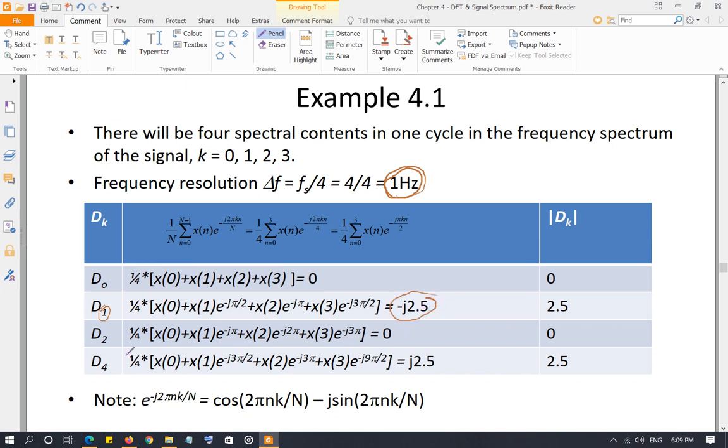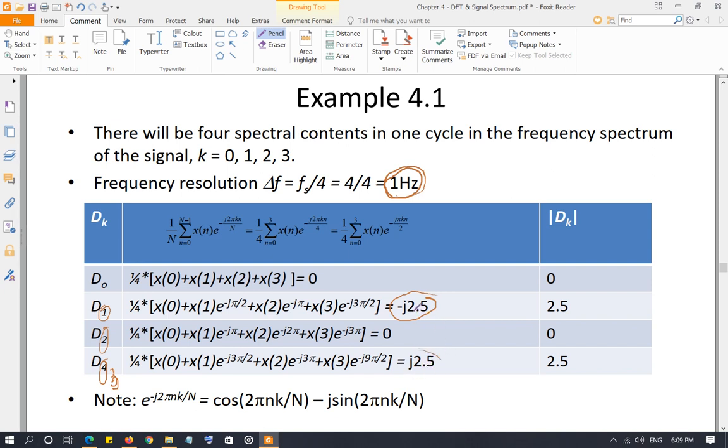you calculate it. When you go to the next one, d2, now k is equal to 2. So you're going to put k equal to 2 over here, and then do the summation from n equal to 0 to 3 for that. You're going to get x0 plus x1 e to the power negative j and this and that, and it's going to come out to be 0. And the last component, oh, I did not fix it. This has to be 3. So d3 is going to be e to the power negative j 3 pi by 2, negative 3 and then this, and your result is going to come out to be j 2.5.